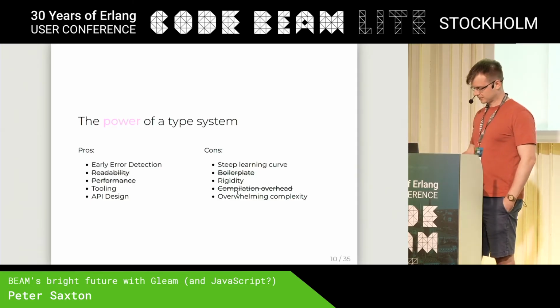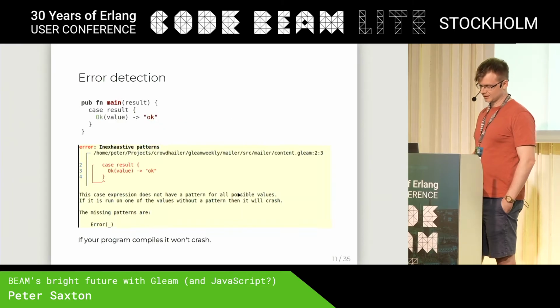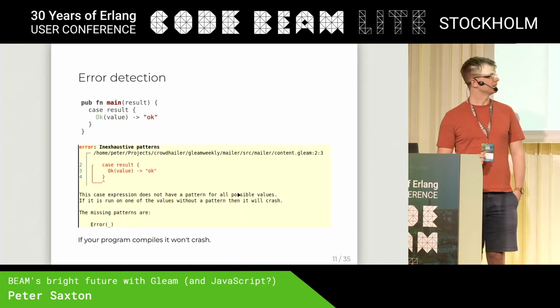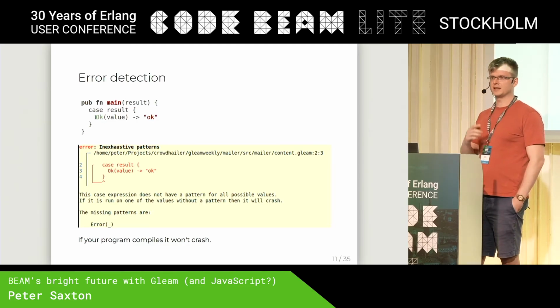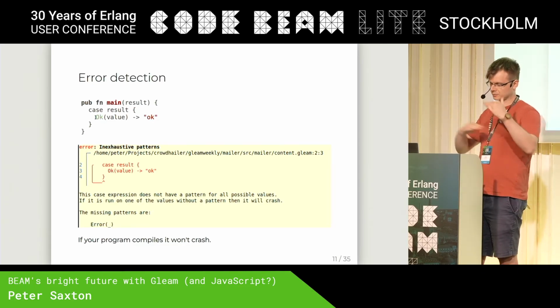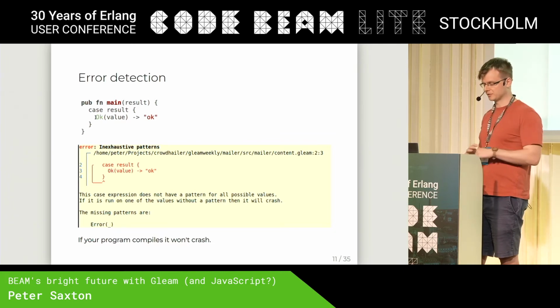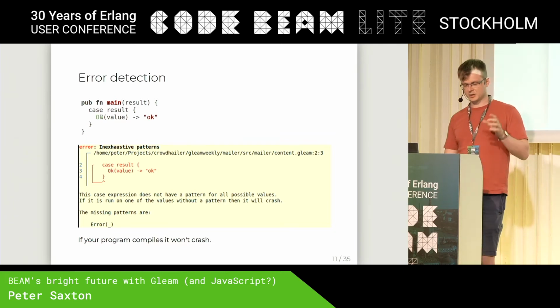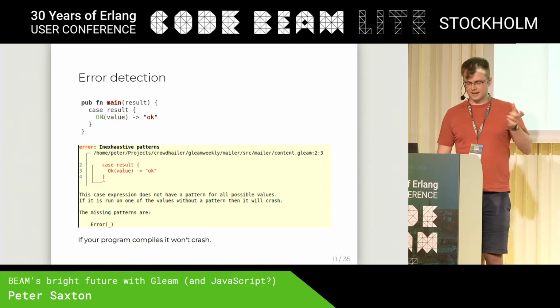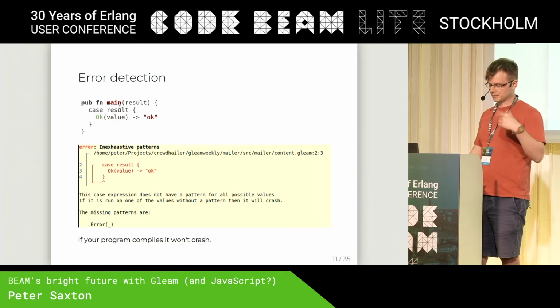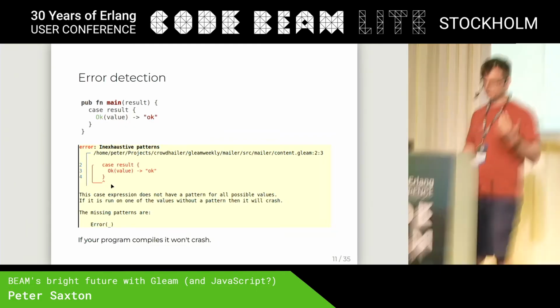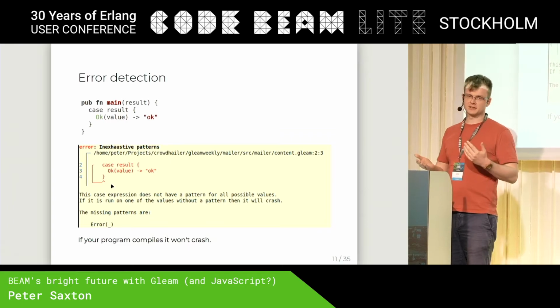So again, let's get rid of those pros and cons. OK, error detection. This is the classic. Here we have a bit more syntax. Gleam has custom types, which are a combination of a record and a union. This is how you'd represent your Erlang OK error tuple. Here we have some code where we've got hold of one of these results, and we're going to return a string, but we've forgotten to handle the error case.